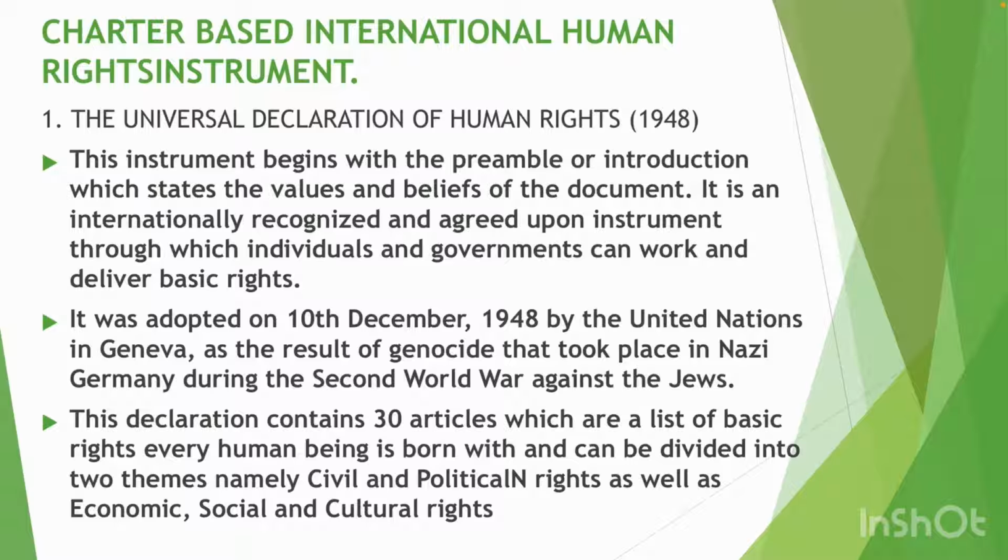This declaration contains 30 articles, which are a list of basic rights every human being is born with, and can be divided into two themes: civil and political rights, as well as economic, social and cultural rights. The Zambian Bill of Rights has articles 11 to 32, where we can find the rights. But the UDHR has 30 articles. These are just basic rights which every human being is born with. We can divide them into two themes: civil and political rights, and economic, social and cultural rights.